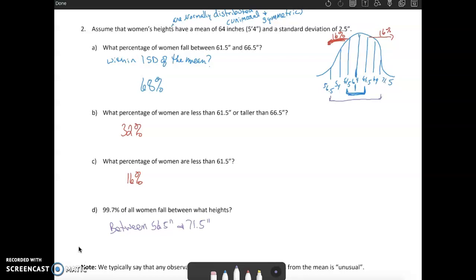So you can use that rule either direction to either give the percentages or to find the heights or the values given the percentages.